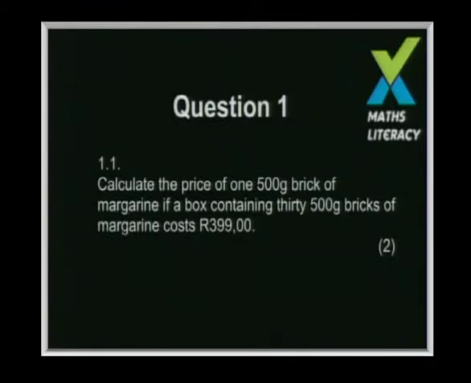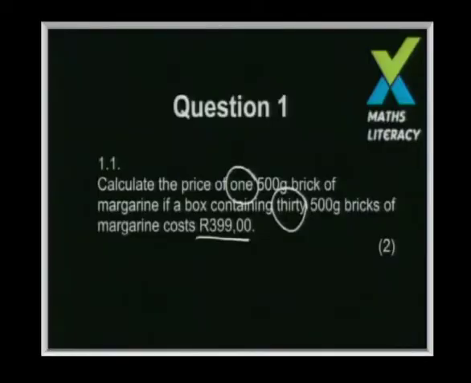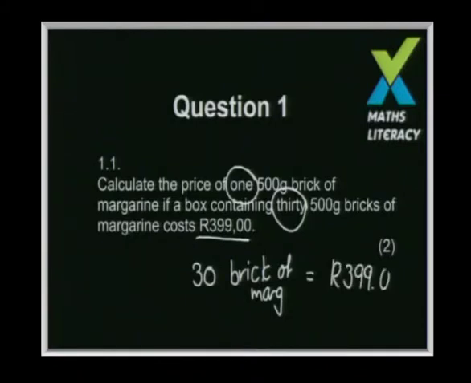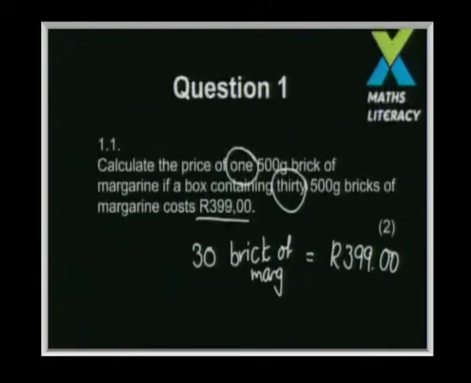Question 1.1 is: calculate the price of one 500-gram brick of margarine if a box containing 30 500-gram bricks of margarine costs 399 Rand. Now the key thing to notice is that there are lots of numbers, and these numbers are there to confuse you. So we want to find out that 30 bricks of margarine is equal to 399 Rand. That's the most important information on that page.